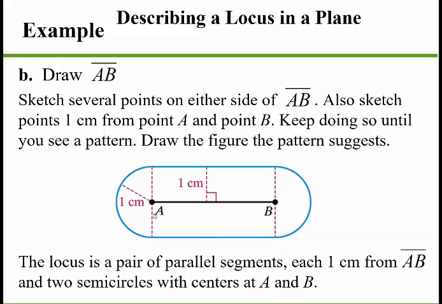So part B, let's sketch several points on either side of AB. Here's the line AB. As I go along line AB, this point is 1 centimeter, this point is 1 centimeter, all are 1 centimeter from the line AB. But when we get to the endpoint here, these points are all still 1 centimeter away, and the same thing with B. So the locus is two parallel segments to AB, and it looks like two semicircles, with the semicircles having points A and B on them.